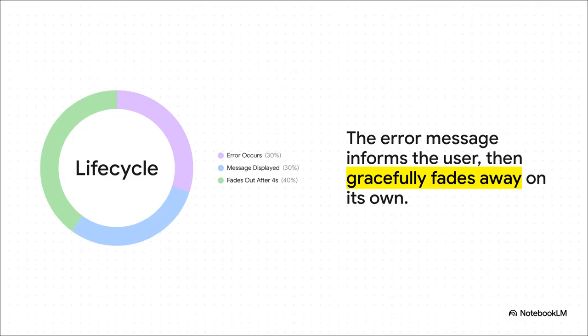A really good error message has a very short and simple life. It appears, it clearly tells you what's up, it hangs around just long enough for you to read it, say 4 seconds, and then it gracefully fades away all by itself. It informs you, but it never ever gets in your way.